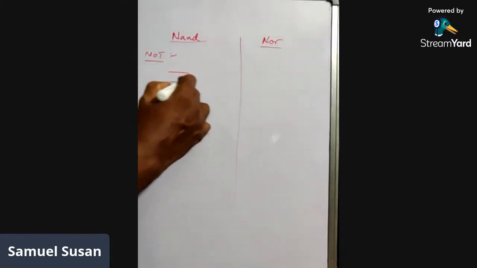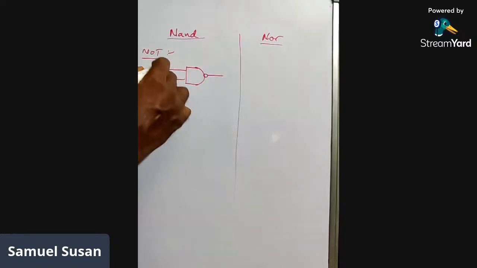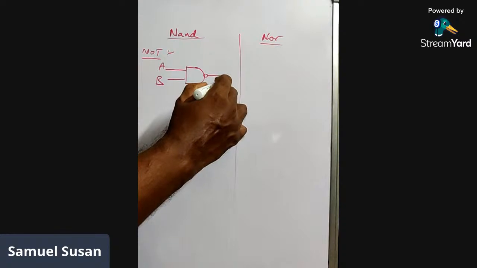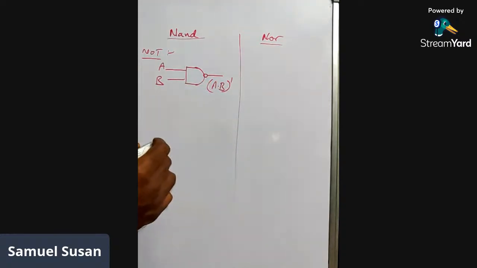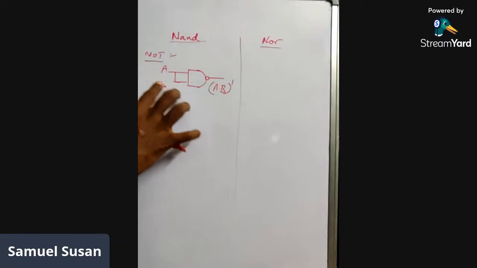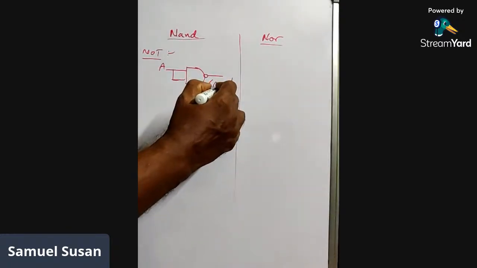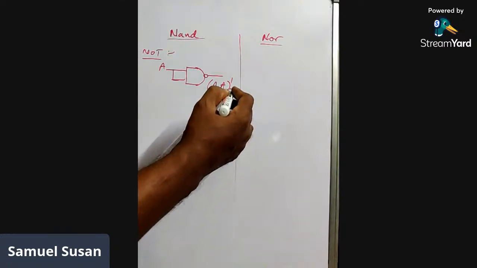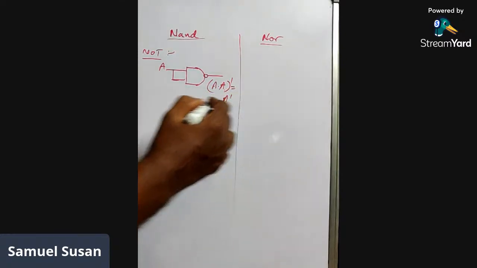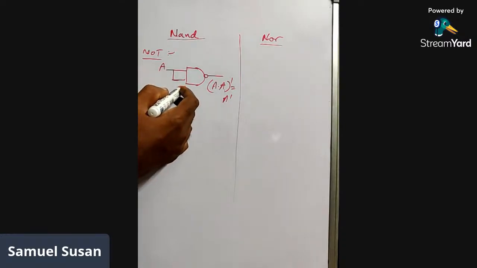So you know the NAND gate symbol. This is the symbol of the NAND gate. If the inputs are A, B, you get (A dot B) whole dash. That is what a NAND gate is. But if you give the same input A to both inputs of a NAND gate, it will be (A dot A) whole dash, which is nothing but A dash. So this is how we implement a NOT gate using a NAND gate.